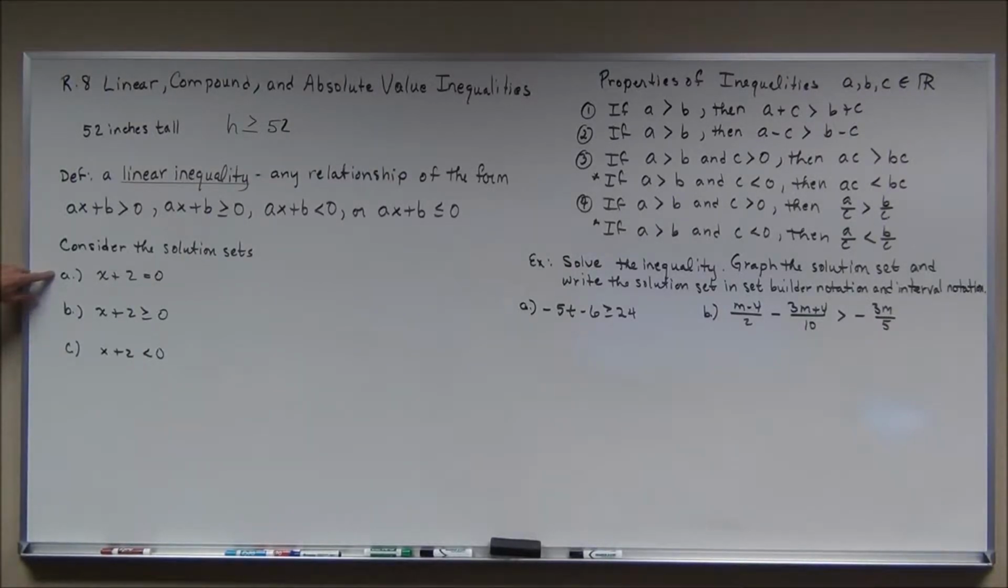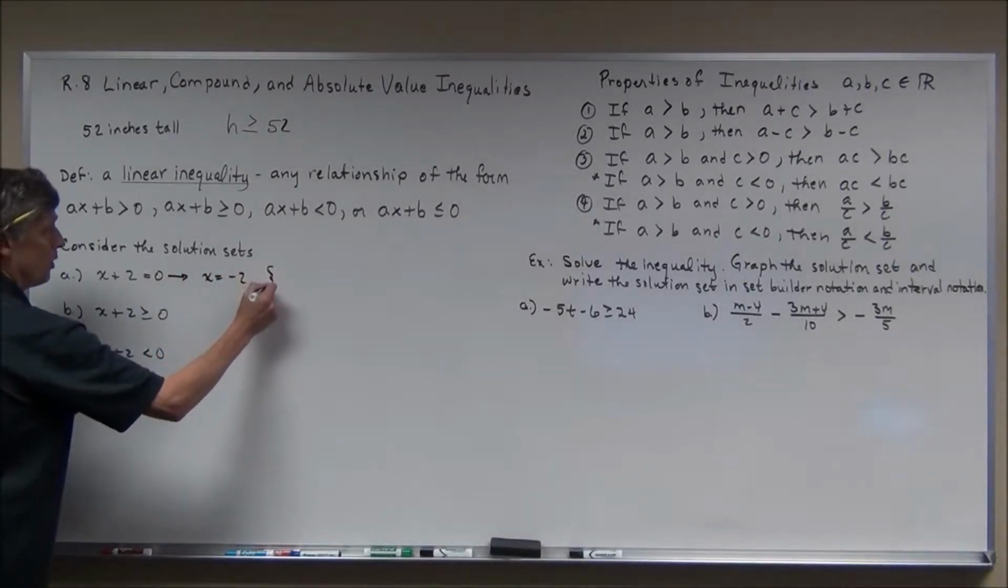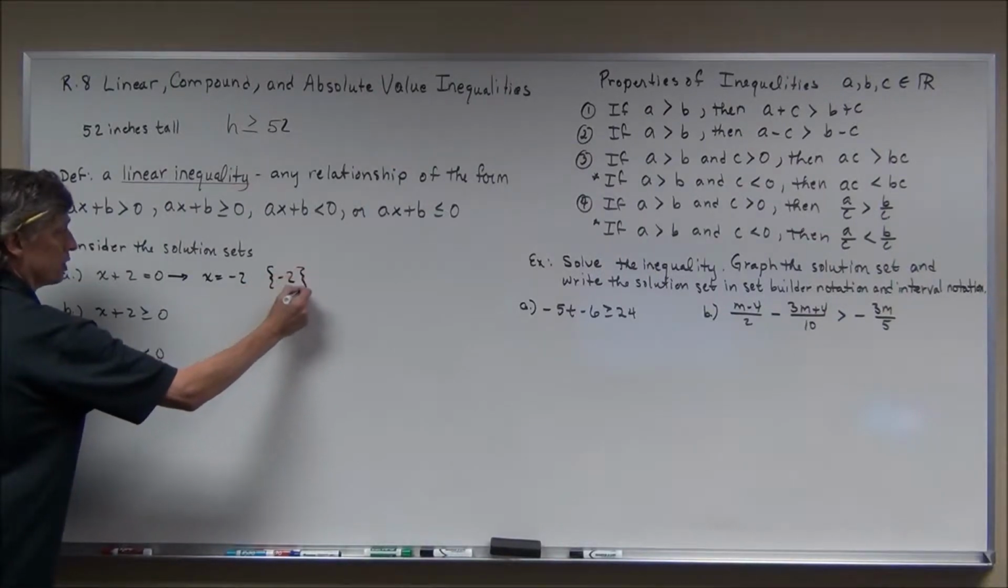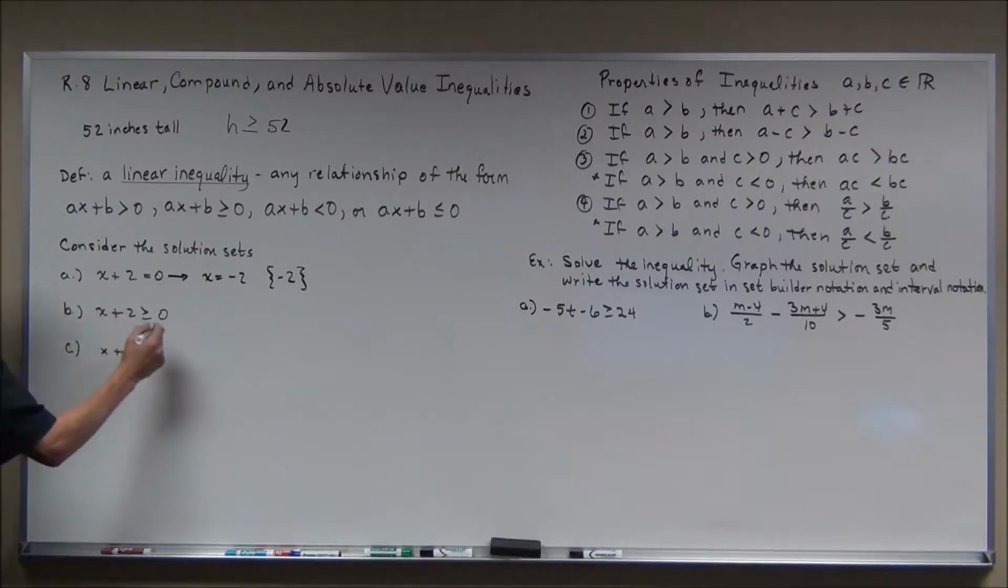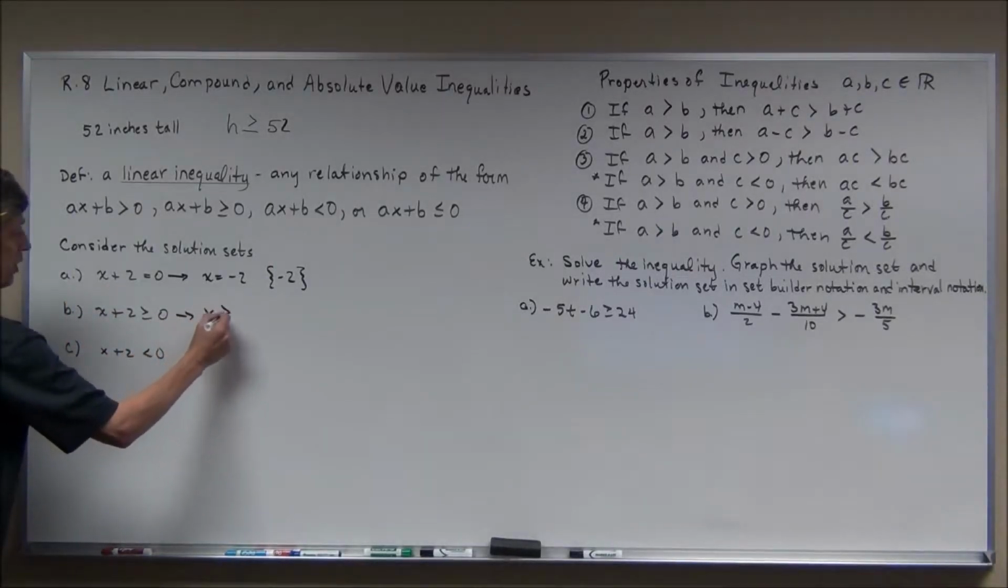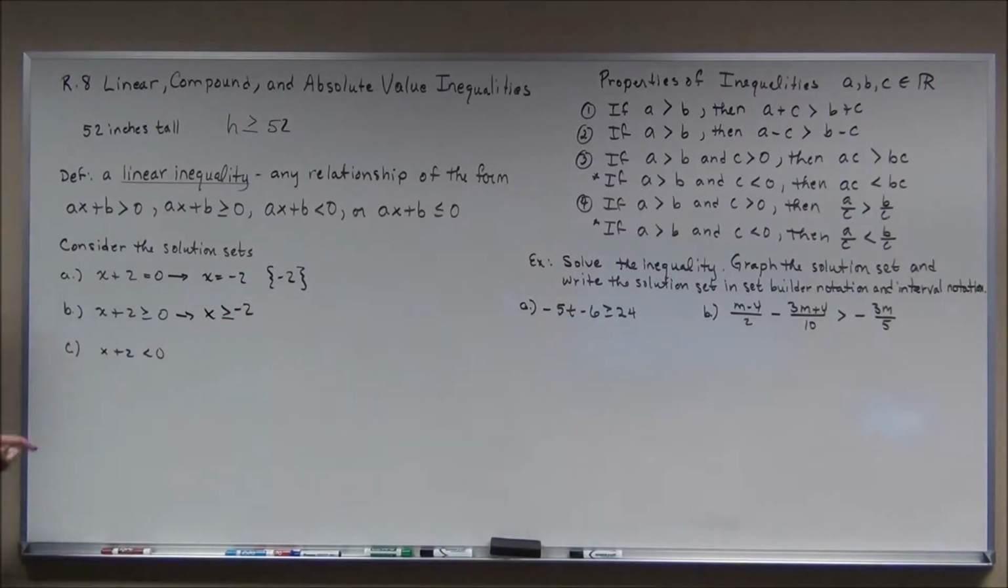The first one is not an inequality, it's an equation, and if I subtract 2 from both sides, I'm going to get x equals negative 2. Notice a single number in the solution set. But here, if I subtract 2 from both sides, kind of like I did here, I would end up with x is greater than or equal to negative 2. Now there are a lot of numbers that are greater than or equal to negative 2.